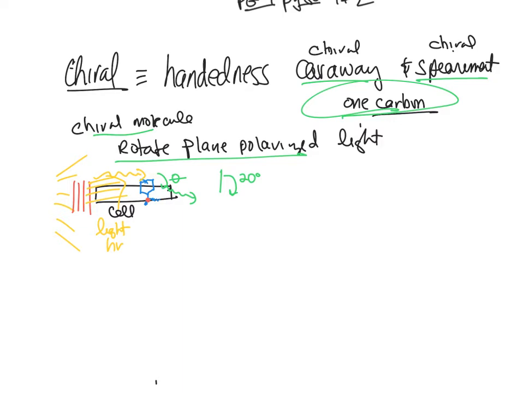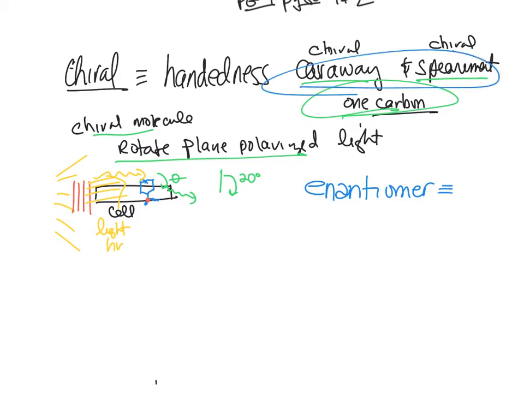And our biological receptors in our nose and our body can interact with one enantiomer. That's another word you need to learn. Let's see if you have all these. Yeah, these words are in the beginning of your chapter. Enantiomer. An enantiomer is like caraway and spearmint. Enantiomers are compounds that are mirror images of each other.